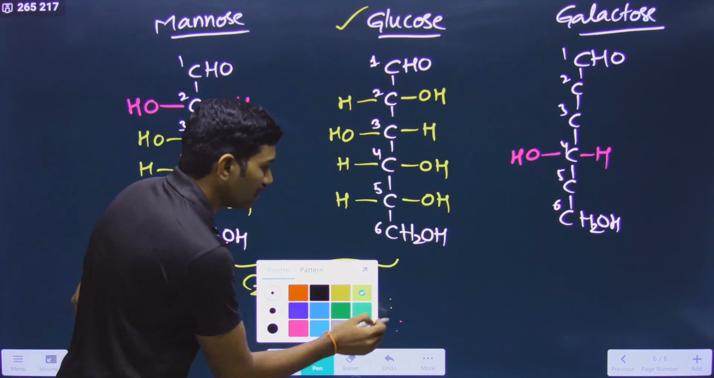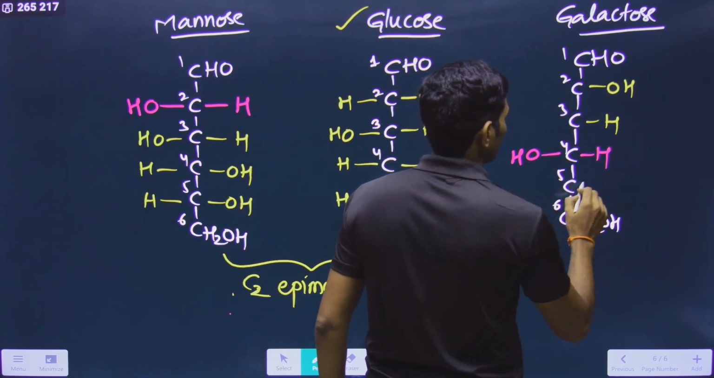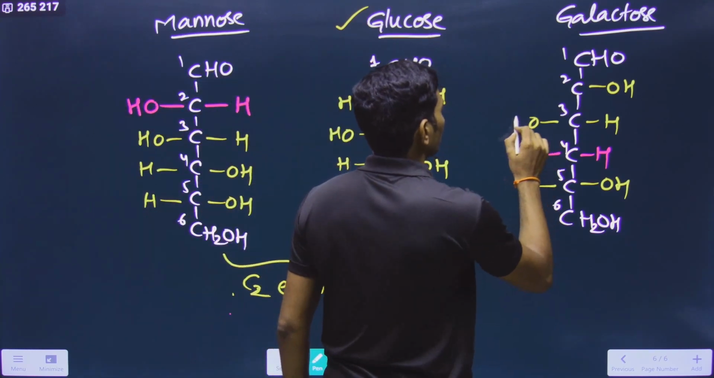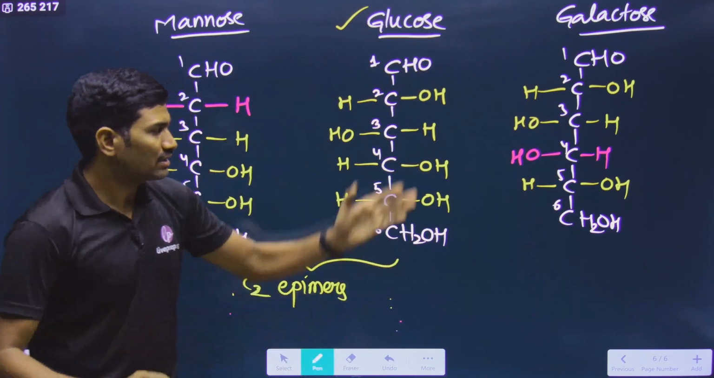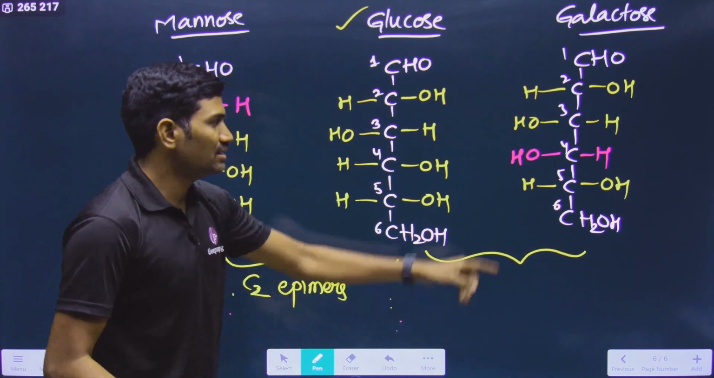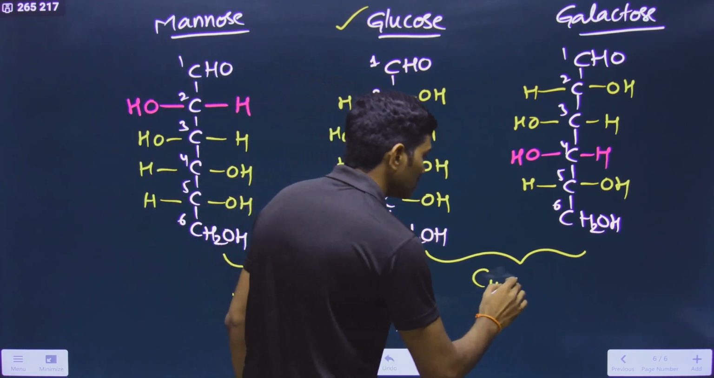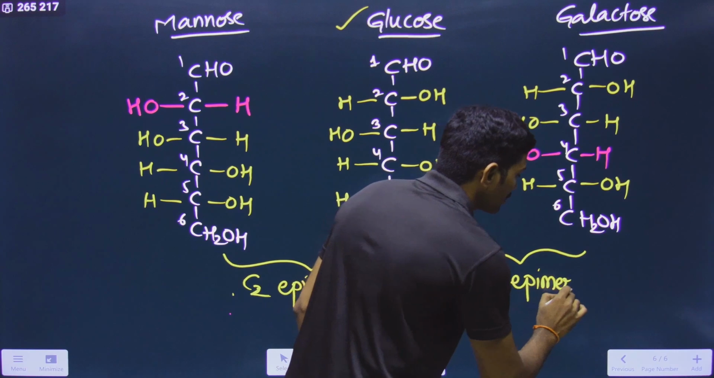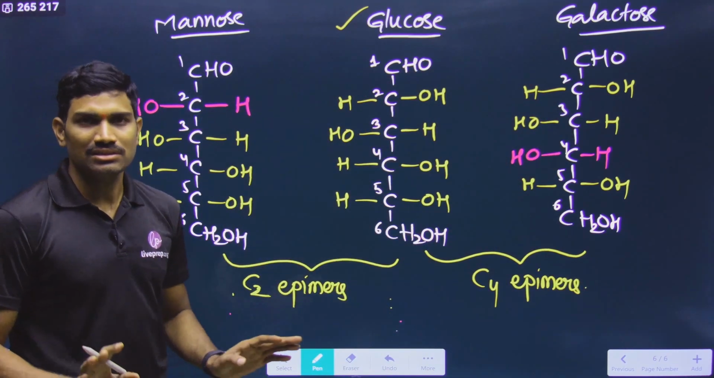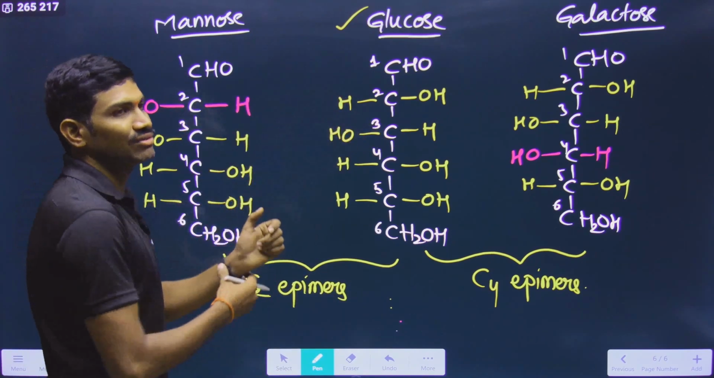And for remaining all, it is as it is like a glucose only. That means here it is OH, H, and here it is OH. Observe carefully. And here it is H, OH, and then H. Over. That's it. So here what happens between glucose and galactose, where we are observing the change? On the fourth carbon. So these are fourth carbon, C4 epimers. Fourth carbon epimers. This is how we are writing these particular structures. Understood or not?